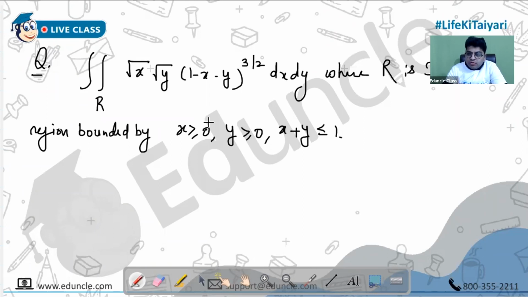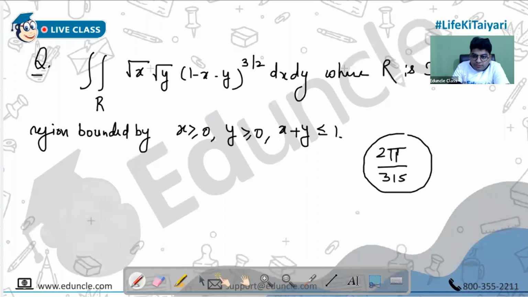Pi by 10 is the wrong answer. The answer is 2 pi upon 315. This is the right option. 2 pi by 315, this is the right option. Understood?